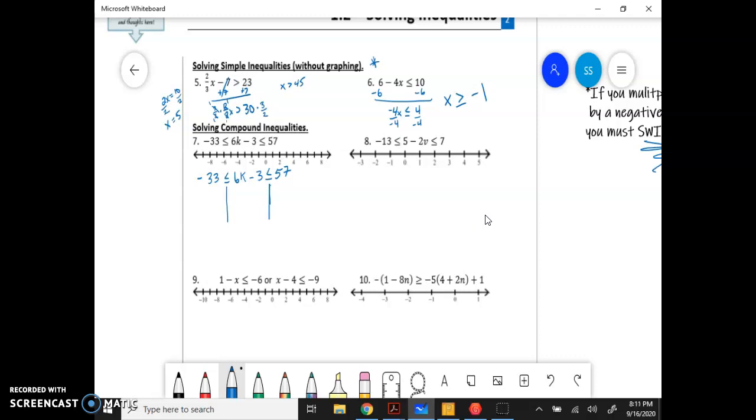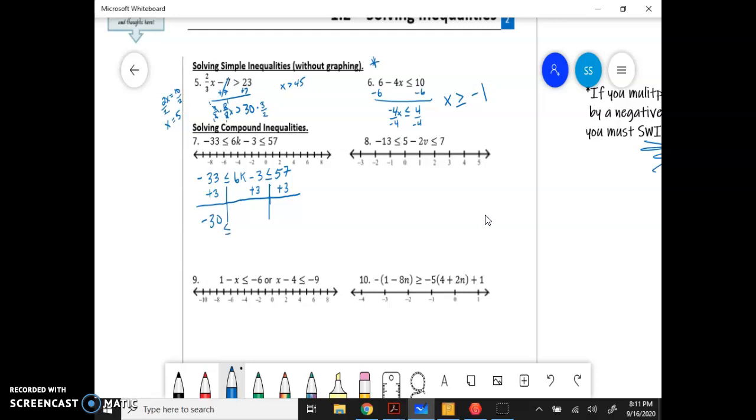So if I want to get this 6k by itself, I need to add 3. Okay, and just like how we say if you do it to one side of the equal sign, you have to do it to the other side, we have to do it to each side of the inequality. So I need to add 3 here and add 3 here. Okay. So now what I'm left with is, let's see, negative 33 plus 3. I'm going to be at negative 30.